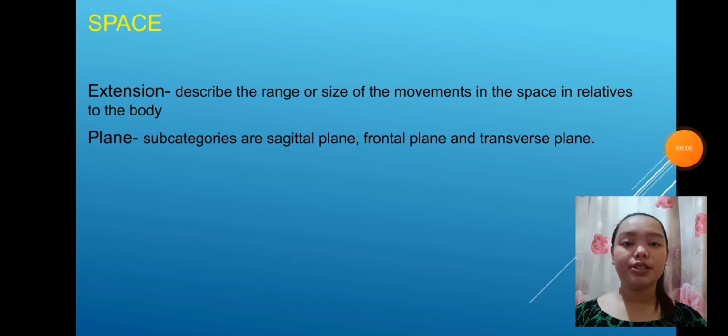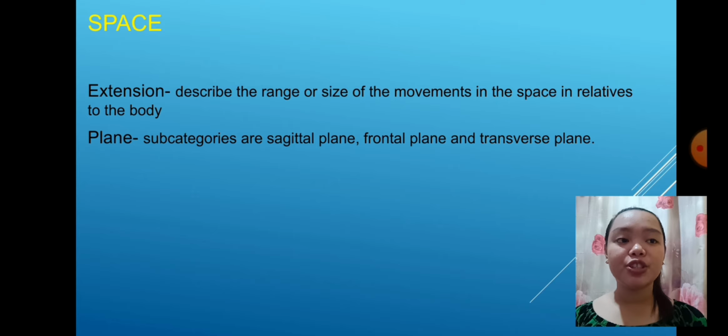The fifth category of space is extension. It describes the range or size of the movement in the space in relation to the body. The sixth category of space is plane. The subcategories of plane are sagittal plane, frontal plane, and transverse plane.